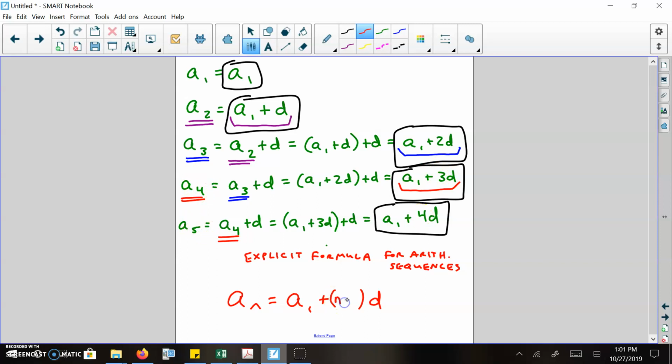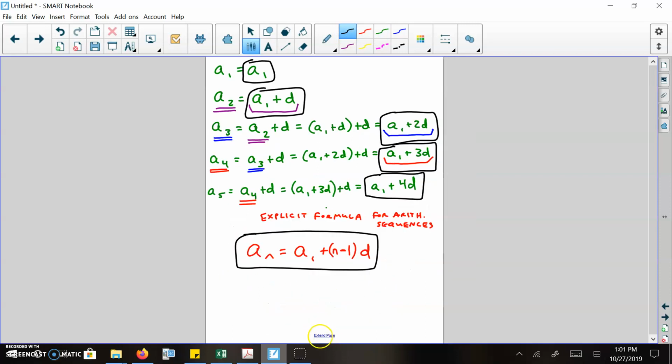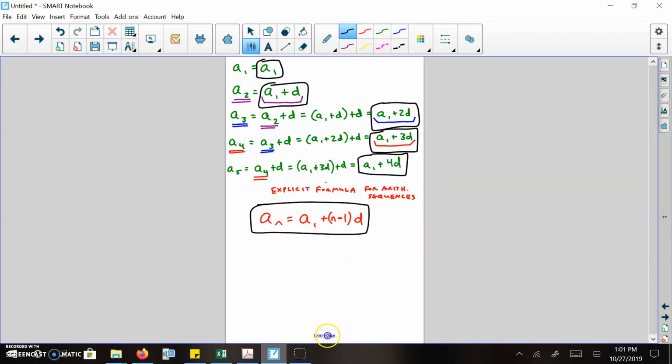What would that look like? Well, n is the term, and I'm subtracting 1. So here's what I've got. A sub n equals a sub 1 plus n minus 1 times d. This formula right here will work for any arithmetic sequence.